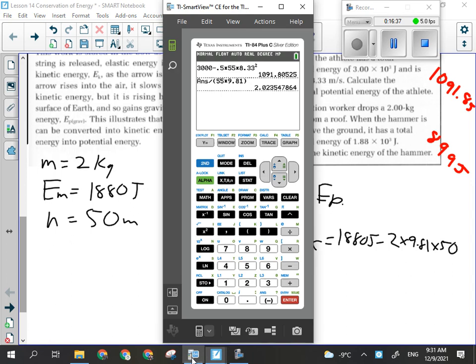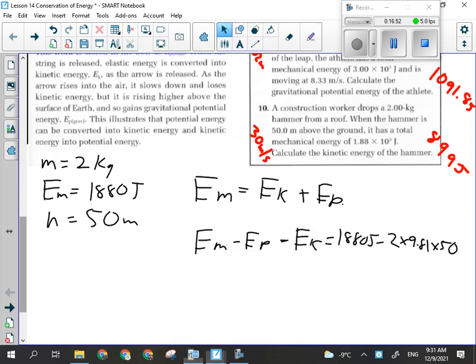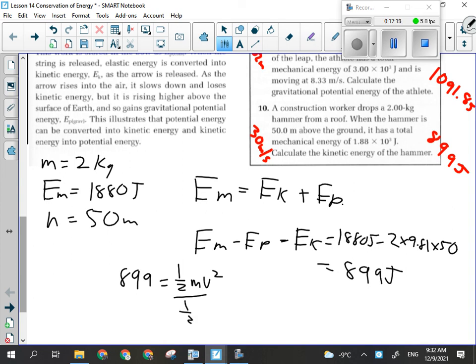So 1,880 minus 2 times 9.81 times 50 gives 899 joules, which is the kinetic energy of the hammer. If I want to find out how fast the hammer is going, I have to recognize that this number equals 1/2 mv squared, because it is, after all, the kinetic energy of the hammer. So all I have to do now is manipulate for v. How do I get v by itself? First divide by half of m.